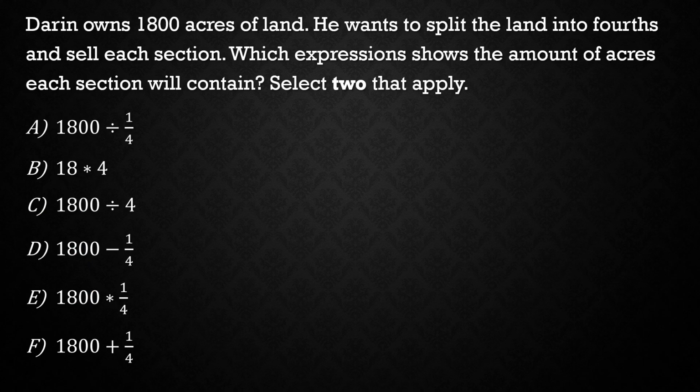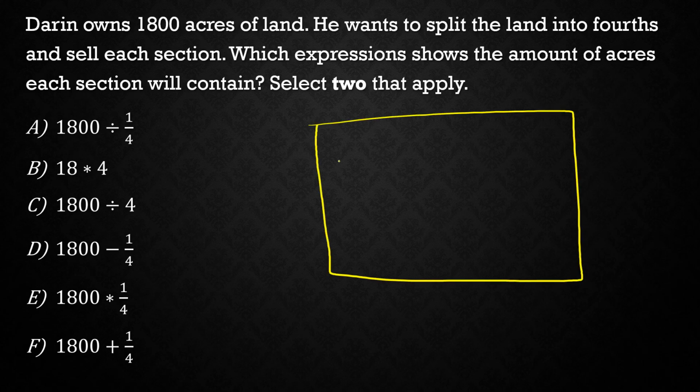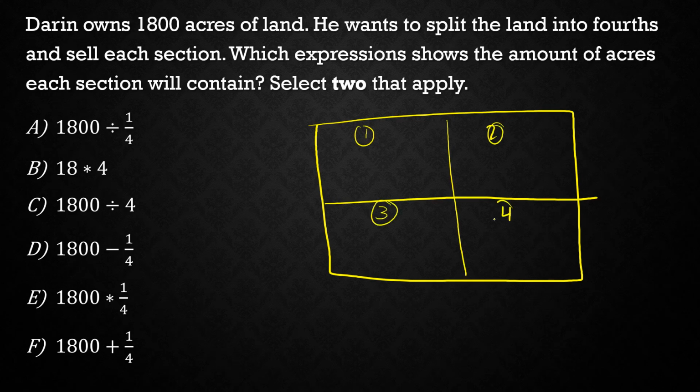Next one. So it says here that Darwin owns 1,800 acres of land, and he wants to split the land into fourths and sell each section. Which expression shows the amount of acres that each section will contain? So he has this land, right? So here is Darwin's 4 acres. So here's 1 acre, 2 acres, 3 acres, and 4 acres. Okay, and he's going to cut it into equal sections.